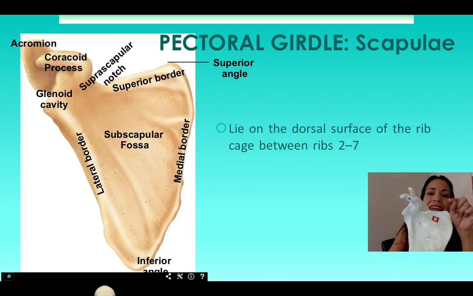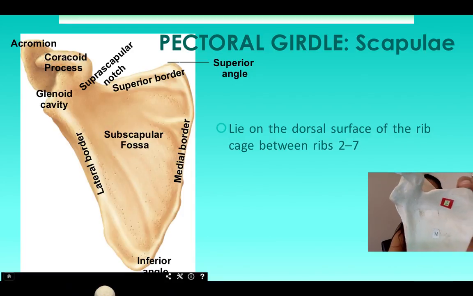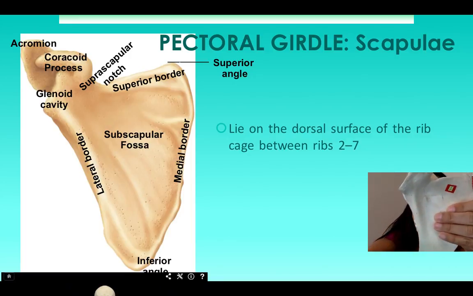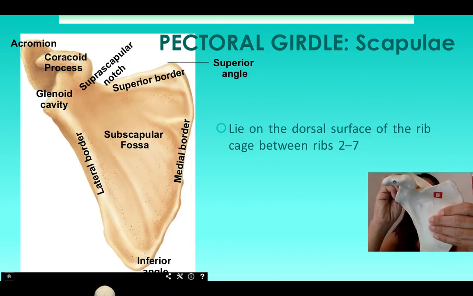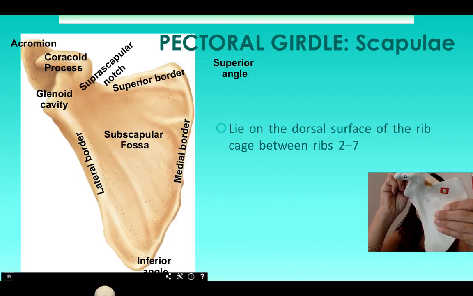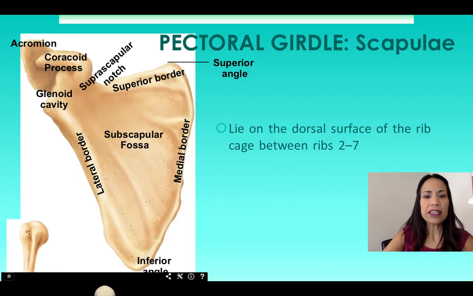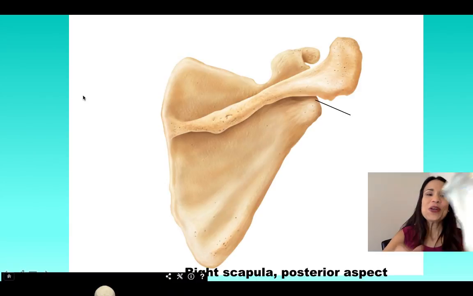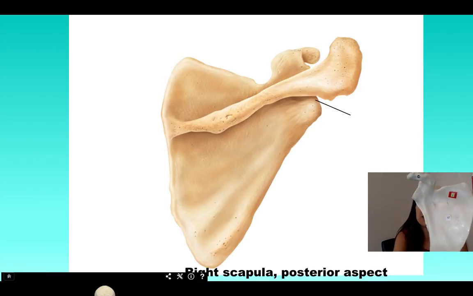Now, can you see right here in the superior border, we have this notch. This is called the suprascapular notch, supra because it's above. It's just a notch that lets the suprascapular nerve pass through. So imagine the nerve going through. Okay? The head of the humerus articulates at the glenoid cavity of the scapula. Now let's see the posterior view of the scapula.